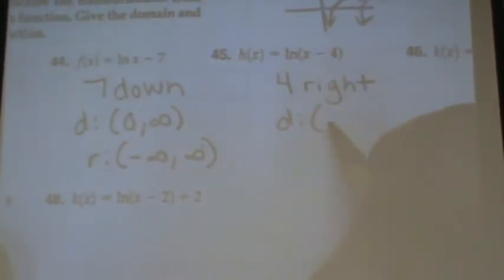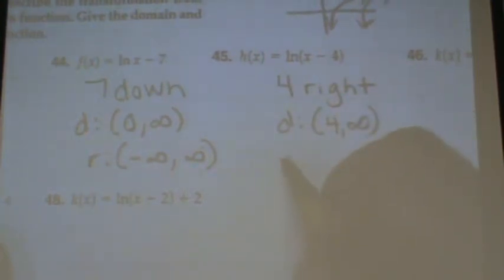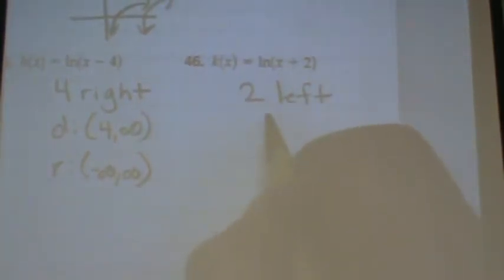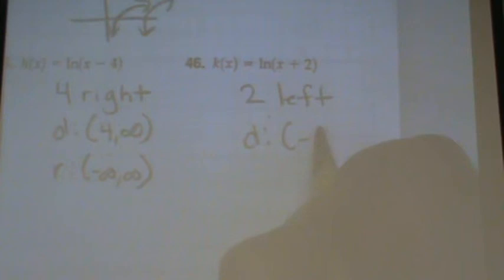But this will. This is a shift 4 units right. So if you take your parent function, which looks like that, and if you shift it 4 units right, what you're doing is changing your domain. Your domain is going to be 4 to infinity, and your range is still going to be all real numbers. Number 46 will change your domain because you're going to go 2 units left. So your domain is negative 2 to infinity, and your range is all real numbers.